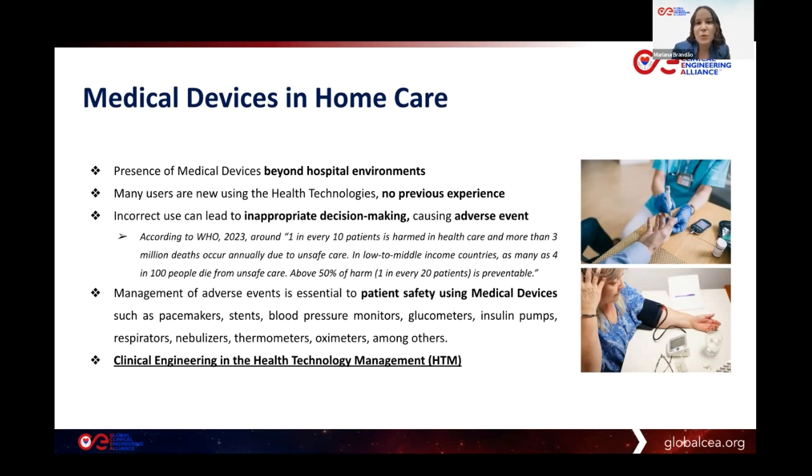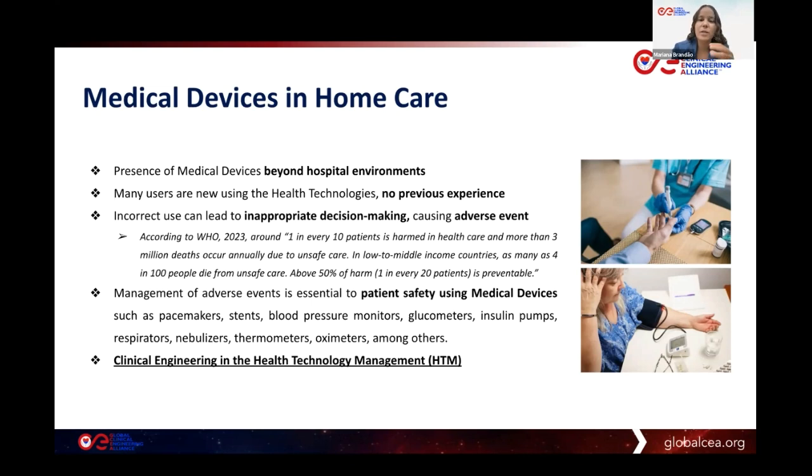According to WHO, the World Health Organization, around 1 in every 10 patients is harmed in healthcare, and more than 3 million deaths occur annually due to unsafe care. In low to middle income countries, as many as 4 in 100 people die from unsafe care. Above 15% of harm is preventable. And the management of adverse events is essential to patient safety when using medical devices.